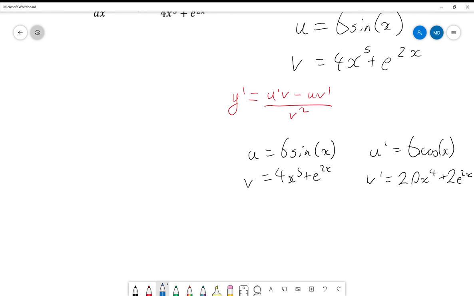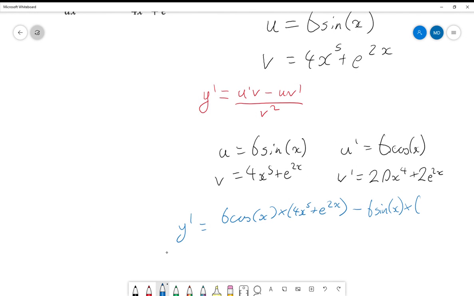Substitute it all in, and we get y dash is equal to 6 cosine of x times by 4x to the 5 plus e to the 2x, minus 6 sine of x multiplied by 20x to the 4 plus 2e to the 2x, all over 4x to the 5 plus e to the 2x squared.